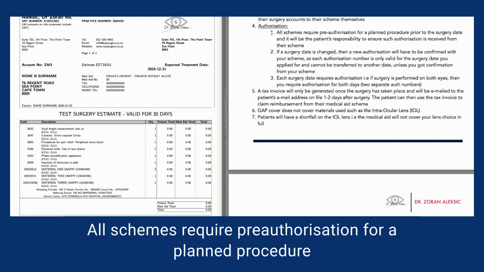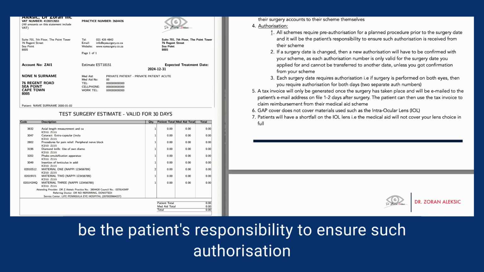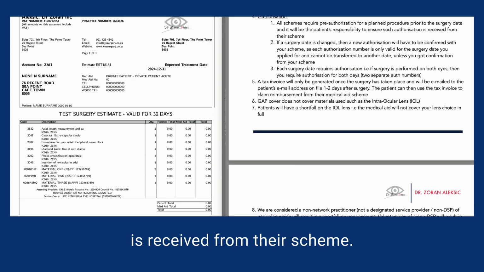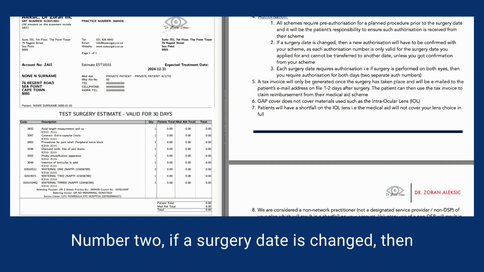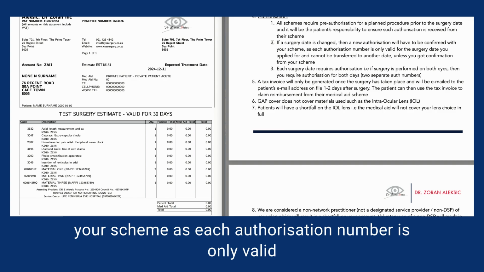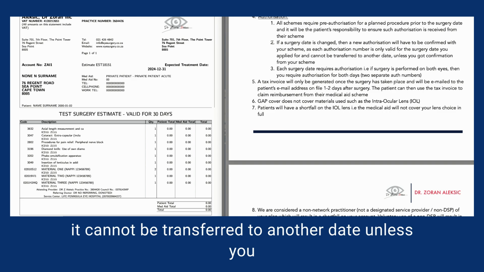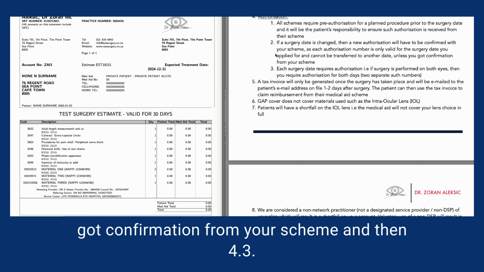All schemes require pre-authorization for a planned procedure prior to the surgery date, and it will be the patient's responsibility to ensure such authorization is received from their scheme. Number 2, if a surgery date is changed, then a new authorization will have to be confirmed with your scheme, as each authorization number is only valid for the surgery date which you applied for, and it cannot be transferred to another date unless you got confirmation from your scheme.